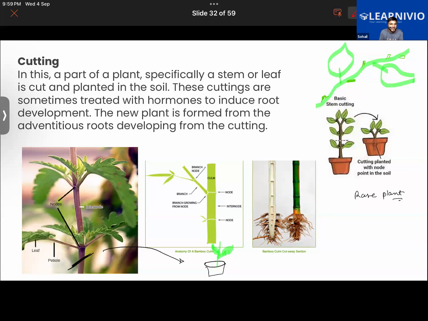To trigger or to induce the development of the root in this. Sometimes hormones can be used.